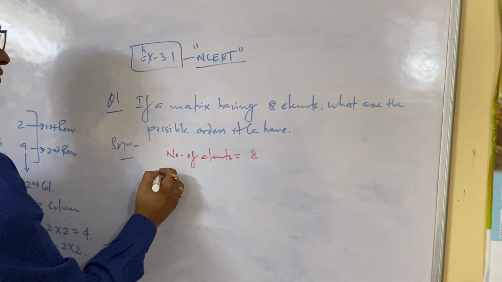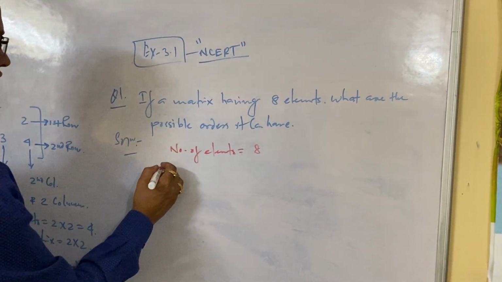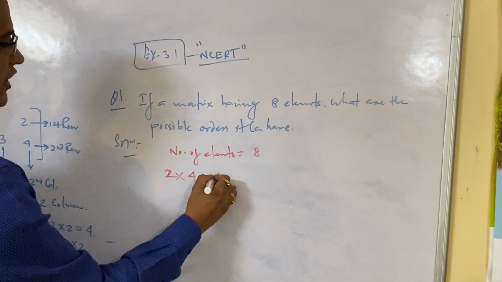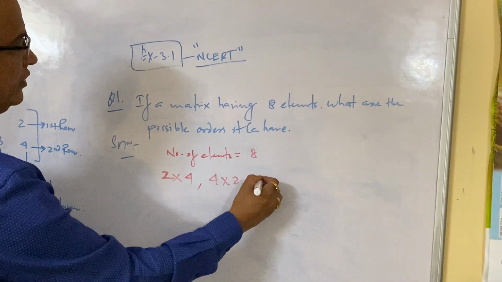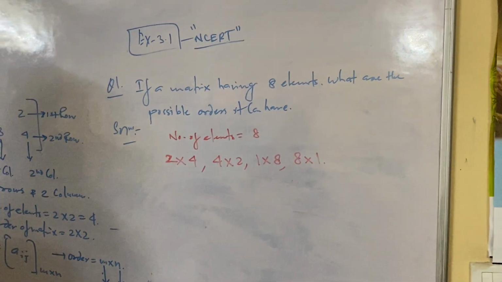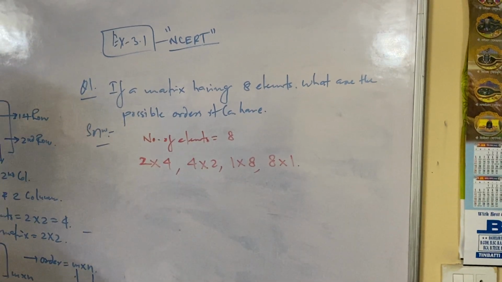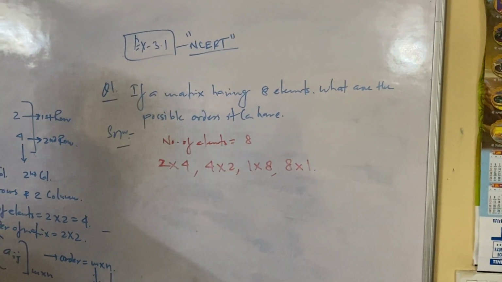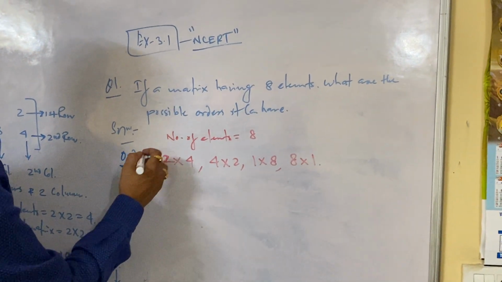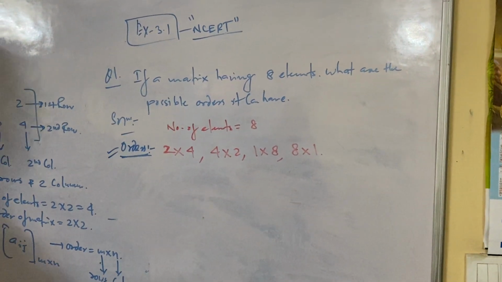And what are the factors of 8? This 8 can be factorized as different combinations of factors. It can be 2 by 4, it can be 4 by 2, it can be 1 by 8, or it can be 8 by 1. So 2 into 4 is 8, 4 into 2 is also 8, 1 into 8 is 8, and 8 into 1 is also 8. So these are the possible orders of this matrix. This is one of the simple questions that can be asked for 1 mark.